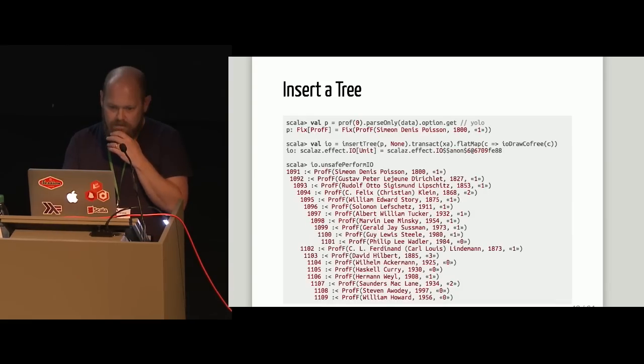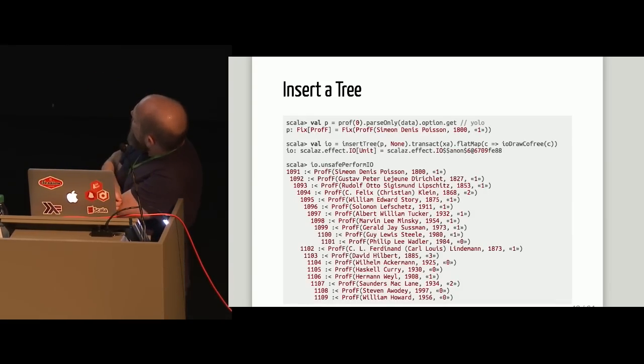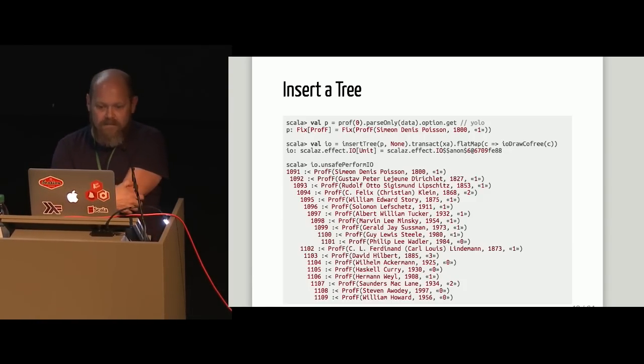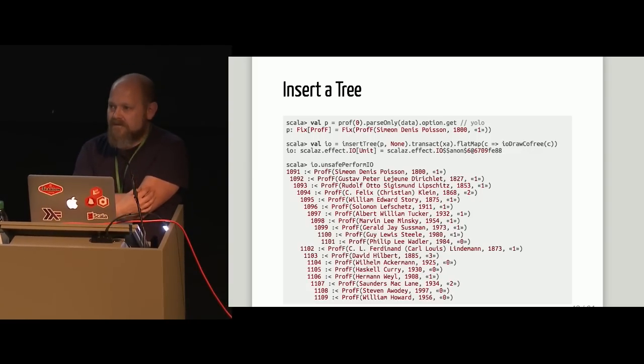Does it work? It works. So we're parsing our data there and just calling unsafe get to get the fix of PropF out. We're constructing this IO program. So we're doing insert tree, which gives us a connection IO. Transact is something I'm not going to talk about.